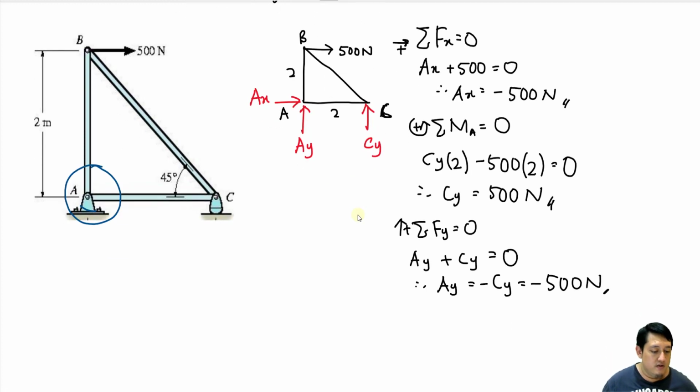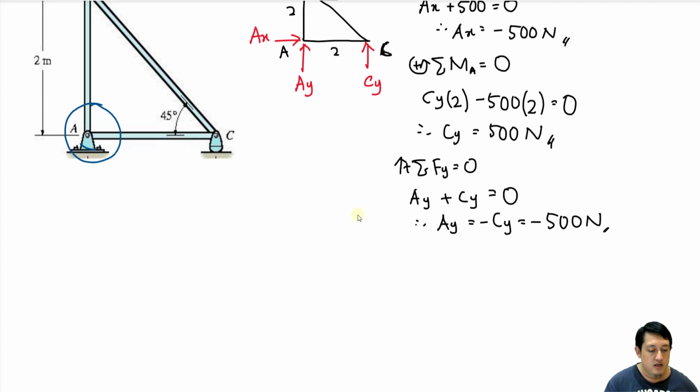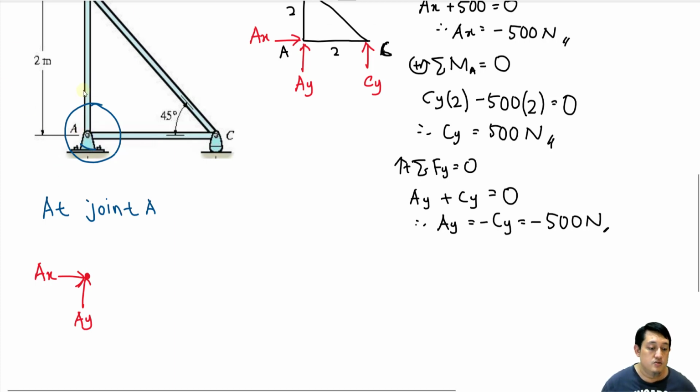So for the method of joints, at joint A we will have the reaction forces, AY and also AX. Then, as I mentioned earlier, we have members here. What you need to do is just change the member into a force, because we want to determine the force inside the member.